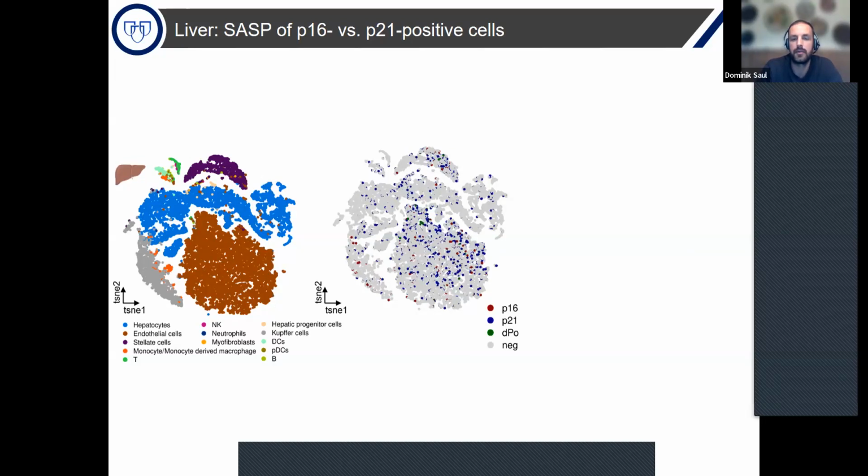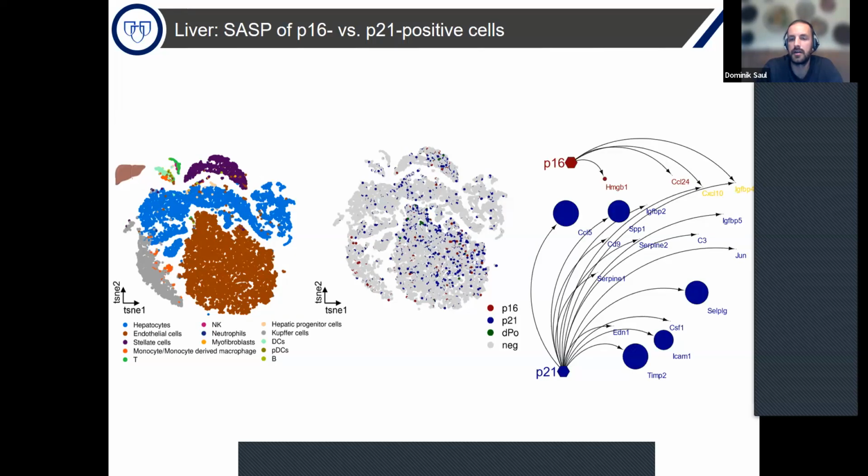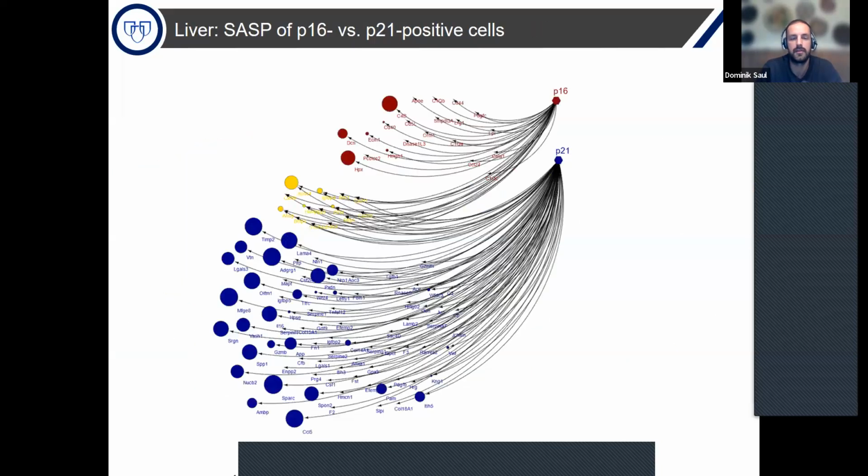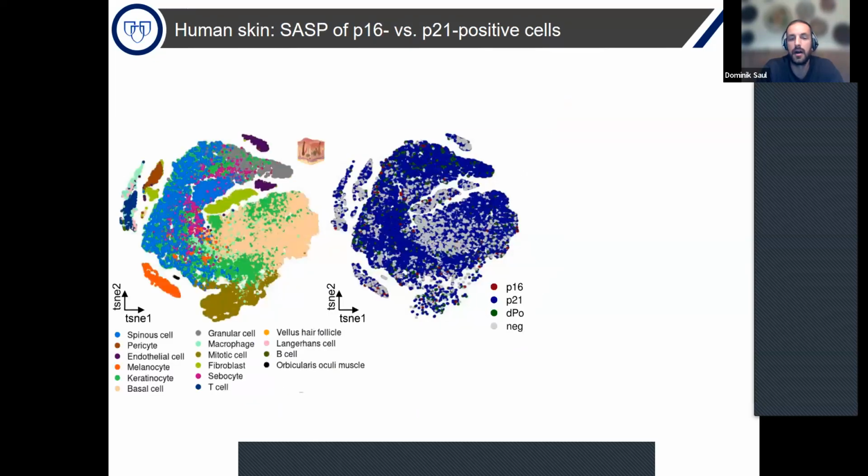And again, p21, p16, and a few double positive cells. You see a lot of p21 secretome, not so much p16, very little overlap. Sorry, this is the whole secretome. Again, you know the pattern, p21 a lot, p16 not so much.